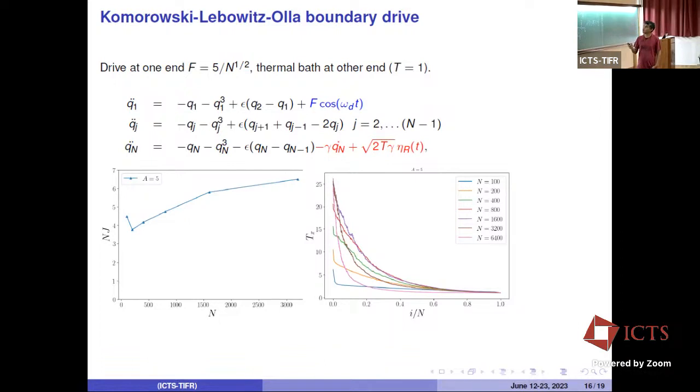So now here what we find is that if you do this sort of scaling, the force scales as 1 by square root n, then you do get Fourier's law, and the temperature profiles don't have this flat regime anymore. So there are no traveling wave solutions. This is with increasing system size. At small system size, you see these big jumps, but at large system size, the profile is kind of smooth.